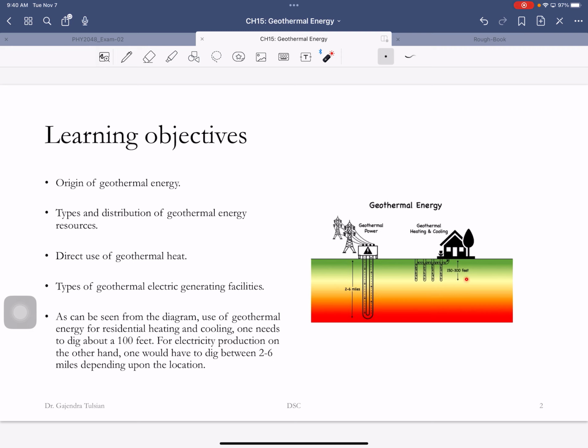But this is a very good solution, and we can use this up north, for heating and cooling. You can use geothermal energy, and that's a very good solution. For that, you just have to go about 50 to 100 feet. At 50 to 100 feet, and I'll show you a diagram, the temperature is constant.